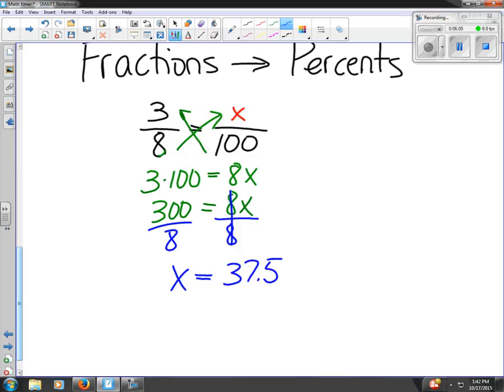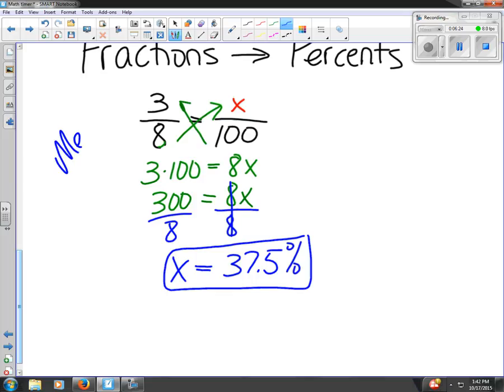37.5, and that means it's 37.5%, because that's what you were looking for. You were trying to change that fraction into a percent. So it becomes 37.5%. That's kind of all there is to it. Just put it over 100. Okay. There is another method.